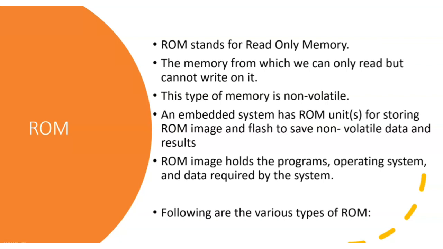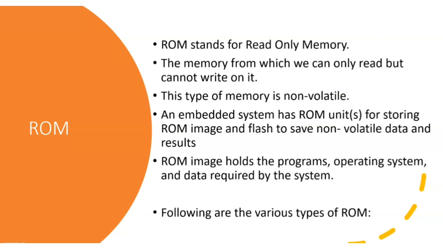In order to store the ROM image, or the final executable code of the embedded system, we can use the ROM. And we can also use flash memory for storing some of the non-volatile data. Anyway, if you are using ROM, the data will be intact. It will be non-volatile. The ROM image holds the programs, the operating system code, and the data required to run the system. The system-related data and code will be stored in the ROM area.